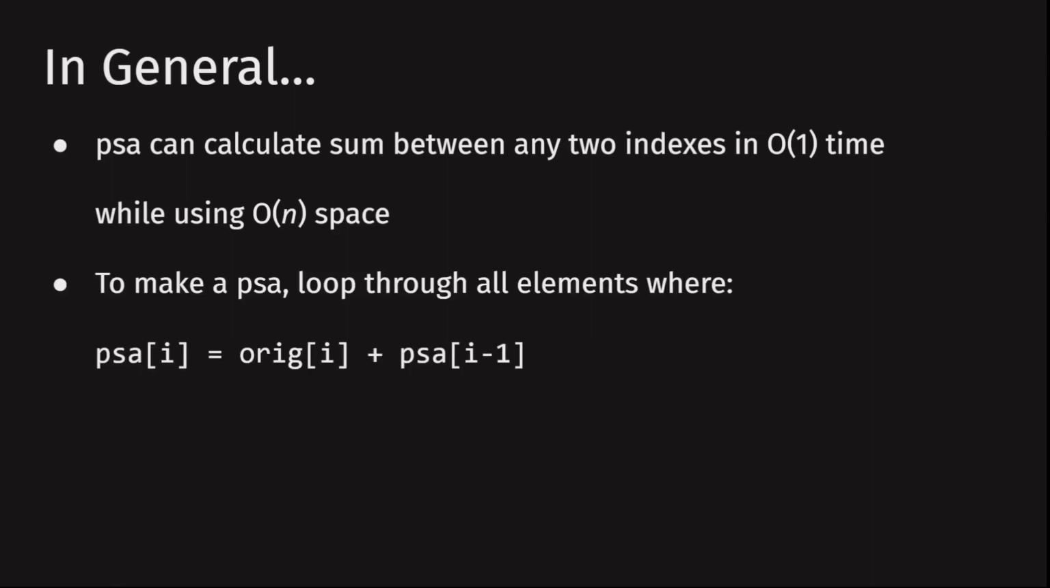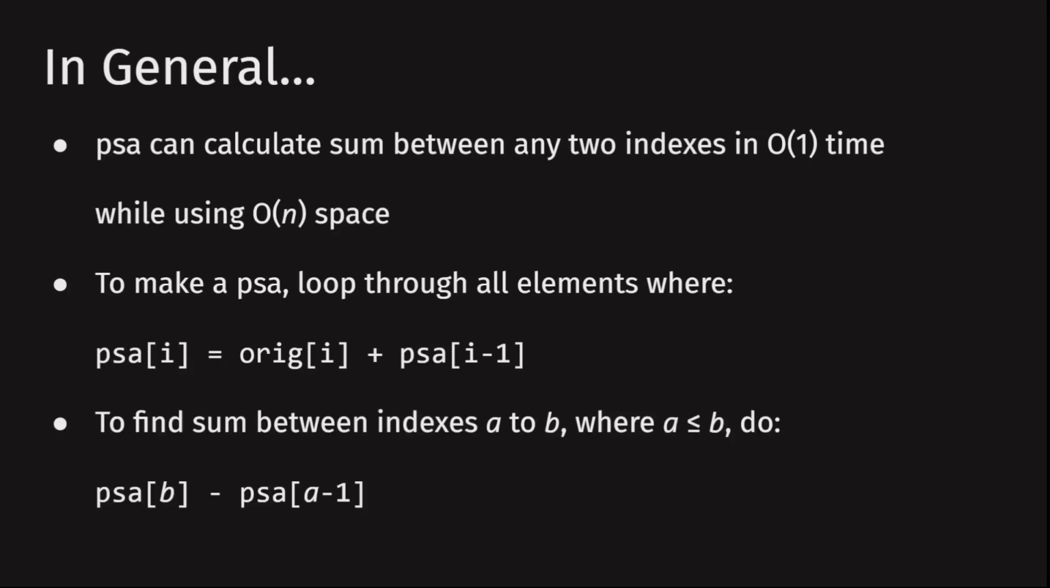To make a prefix sum array, loop through all elements and let the ith element of the prefix sum array be the sum of the previous element of the prefix sum array plus the current element of the original array. And to find the sum between index A and B, you simply subtract prefix sum array B by prefix sum array A minus 1. Be careful of array out of bounds errors when doing this.